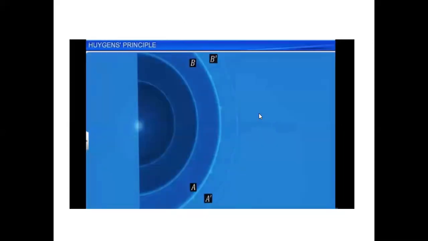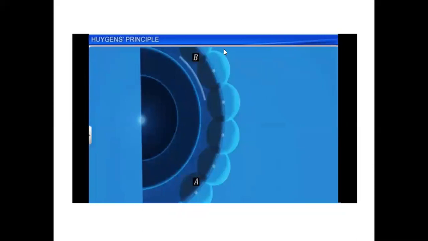Now this is the wavefront, and it doesn't grow in the backward direction. So at time t, this is the wavefront. After time t, this is the new wavefront. That's how we draw it. So this is a very good idea of secondary waves.